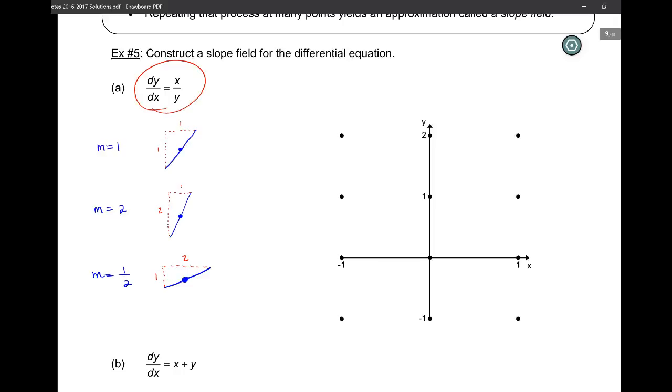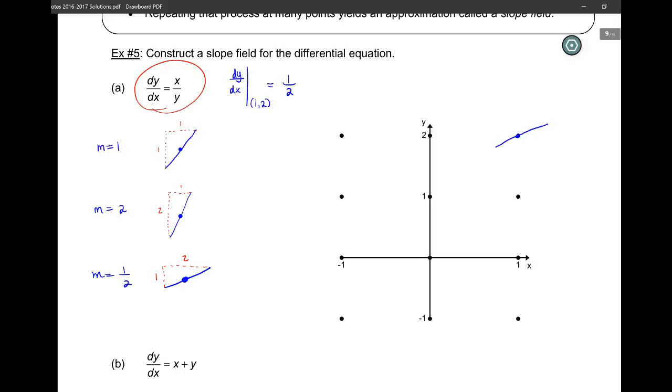So let's start with, I'm just going to write out a couple of these. You don't have to do it for every point. I'm just going to show you. Let's start with this point here at (1, 2). At (1, 2), it's going to be 1 over 2 because it's x over y. So here, I'm going to try to make a little slope field. You don't want to make the line segments too long, because you don't want them to intersect with each other.